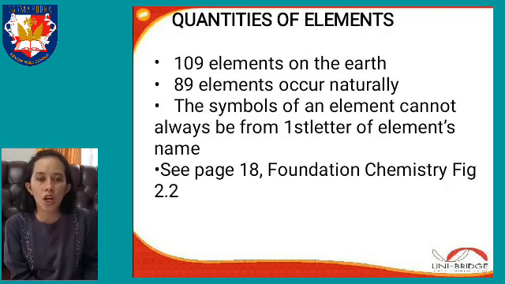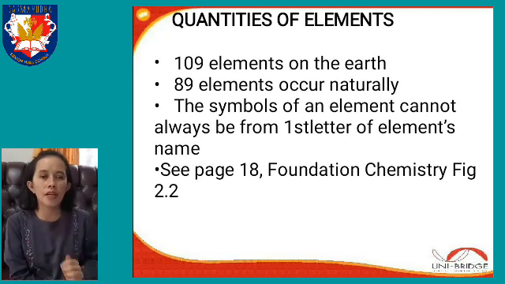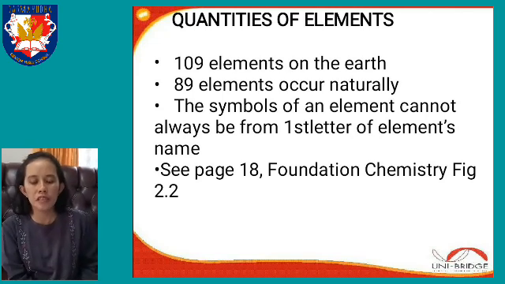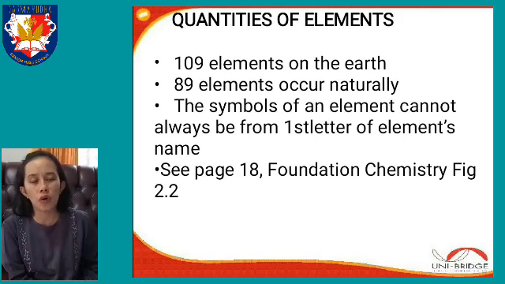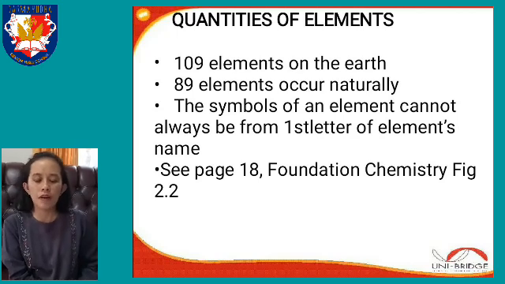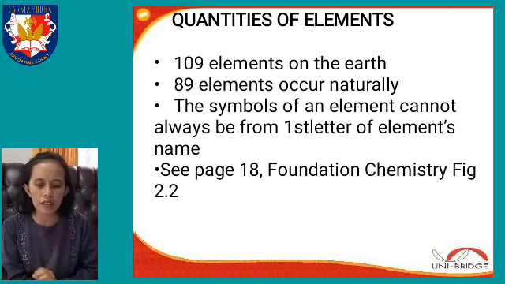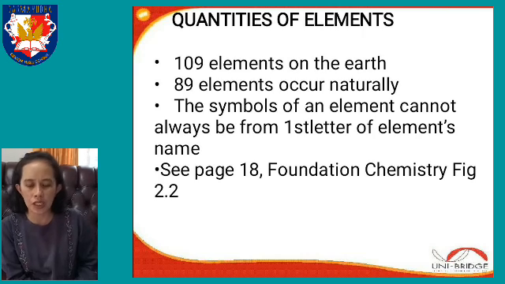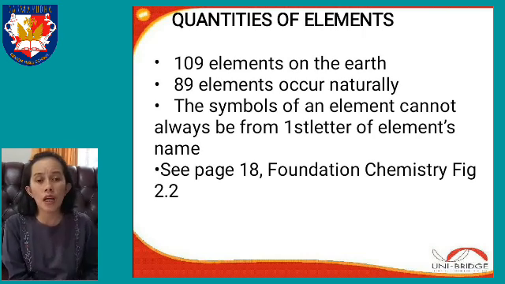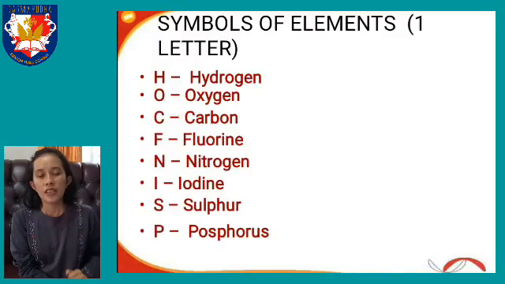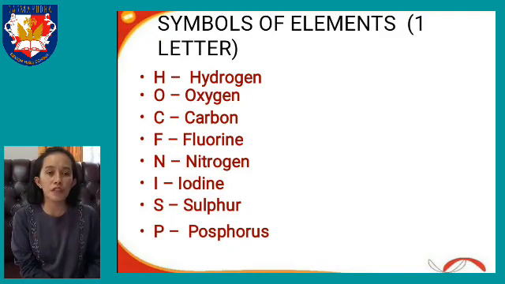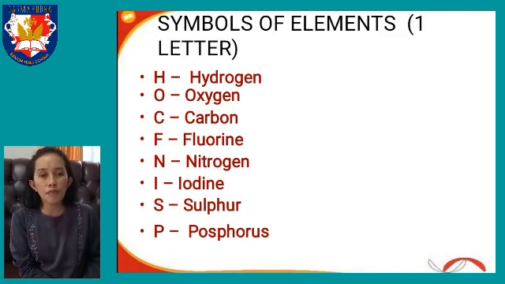As you can see in the periodic table, you can see many kinds of elements. It is estimated there are 109 elements on the earth, and you will find out that 89 elements occur naturally. Now, usually the symbol of the element comes from the first letter of the name of the element. In this slide, you can see examples of elements whose symbols come from the first letter of the name of the element.